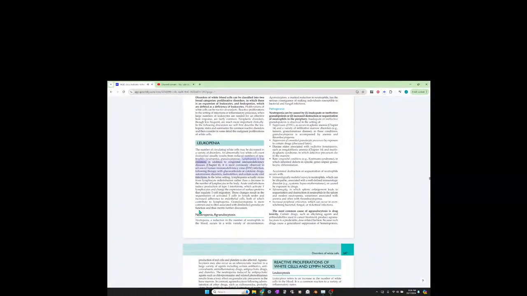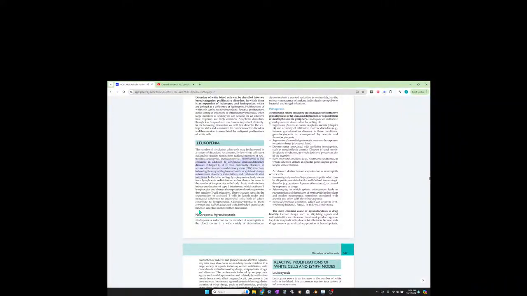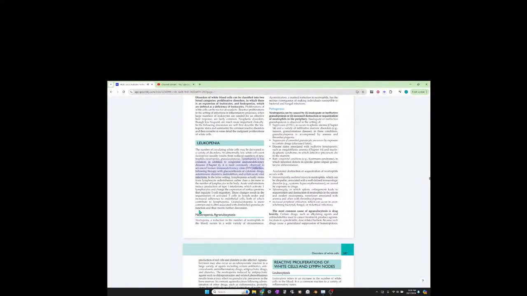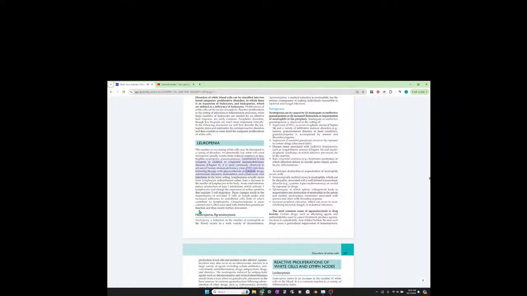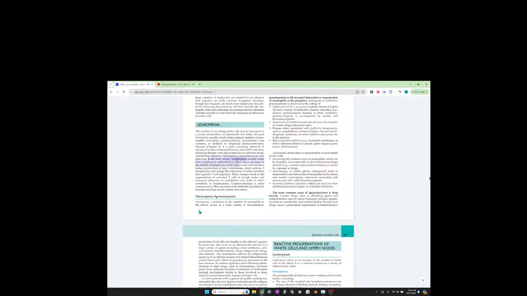Lymphopenia is less common. In addition to congenital immunodeficiency diseases, it is most commonly observed in advanced human immunodeficiency virus infection, following therapy with glucocorticoids or cytotoxic drugs, autoimmune disorders, malnutrition, and certain acute viral infections. In the latter setting, lymphopenia actually stems from lymphocyte redistribution, rather than a decrease in the number of lymphocytes in the body.